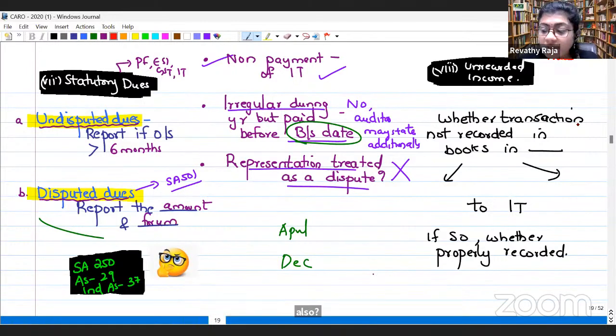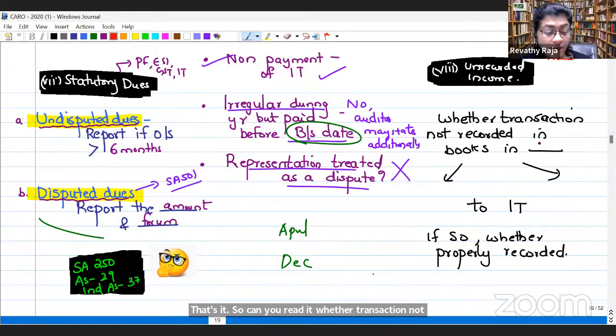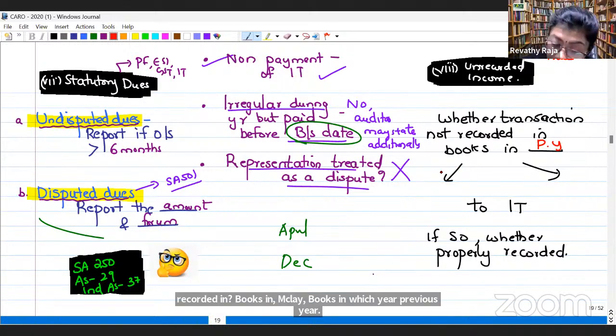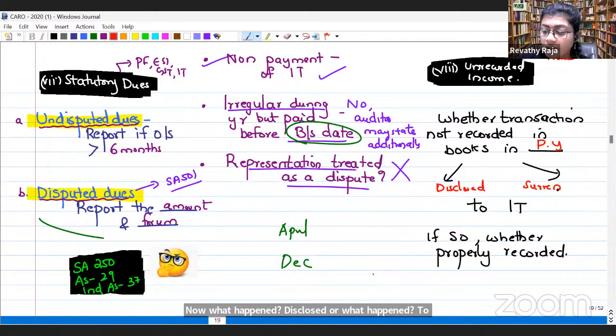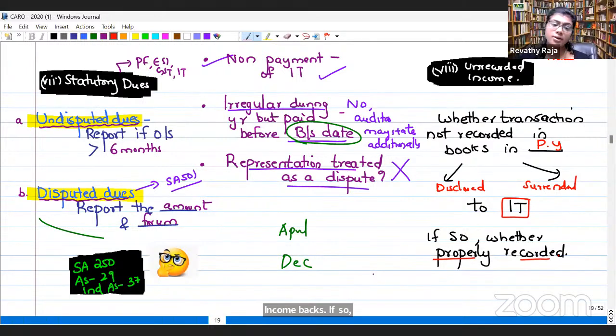So can you read it? Whether transaction not recorded in books, in which year? Previous year. Now what happened? Disclosed, or surrendered. To whom? Income tax. If so, whether properly recorded in the current year. Actually, isn't it a fraud? Undisclosed income is like a fraud, no?